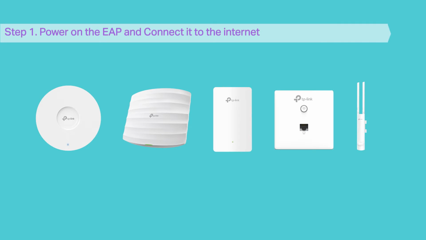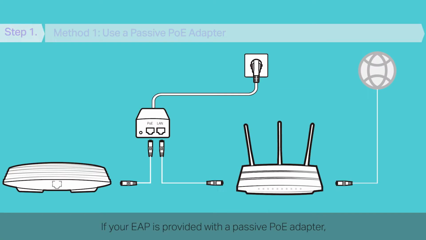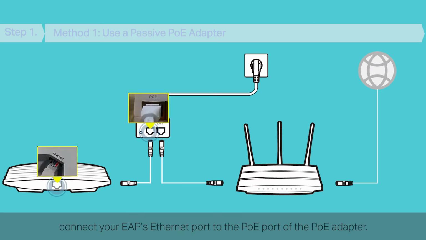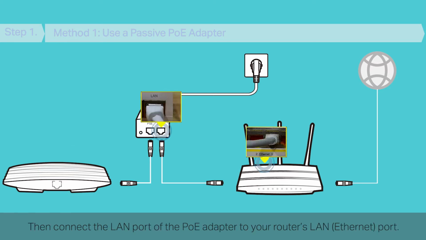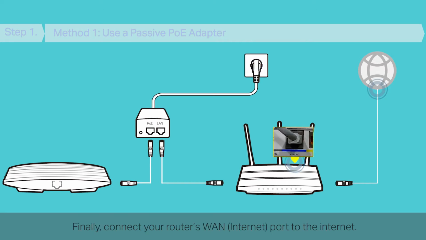Step 1. Power on the EAP and connect it to the internet. Choose a method according to your product and scenario. If your EAP is provided with a passive PoE adapter, connect your EAP's Ethernet port to the PoE port of the PoE adapter. Then, connect the LAN port of the PoE adapter to your router's LAN port. Next, connect the power cord of the PoE adapter's power socket and connect the other end of the power cord to the power outlet. Finally, connect your router's WAN port to the internet.